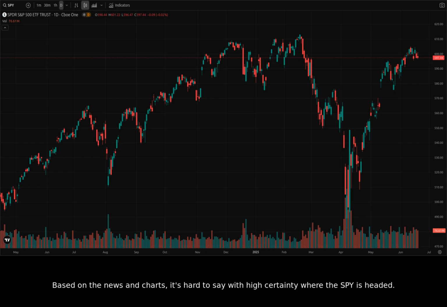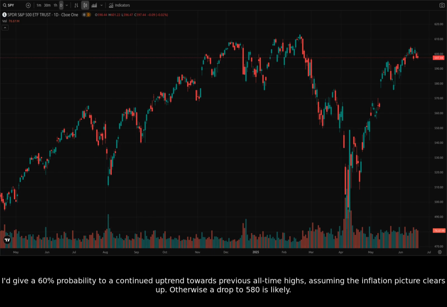Based on the news and charts, it's hard to say with high certainty where the SPY is headed. I'd give a 60% probability to a continued uptrend towards previous all-time highs, assuming the inflation picture clears up. Otherwise, a drop to 580 is likely.